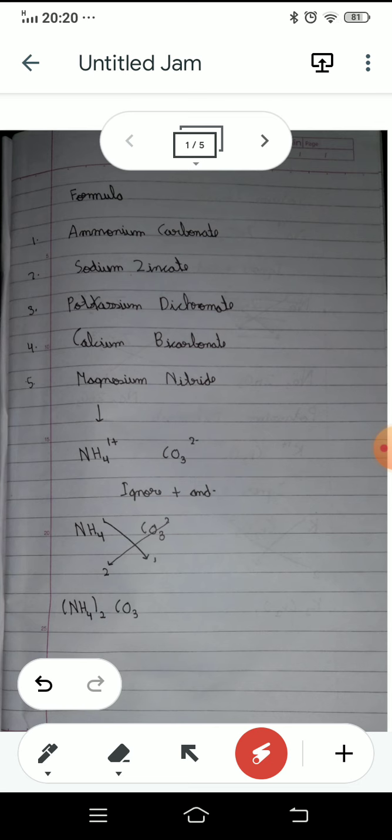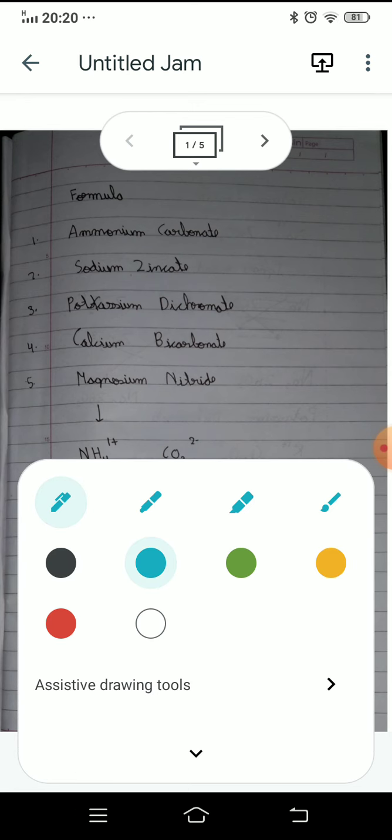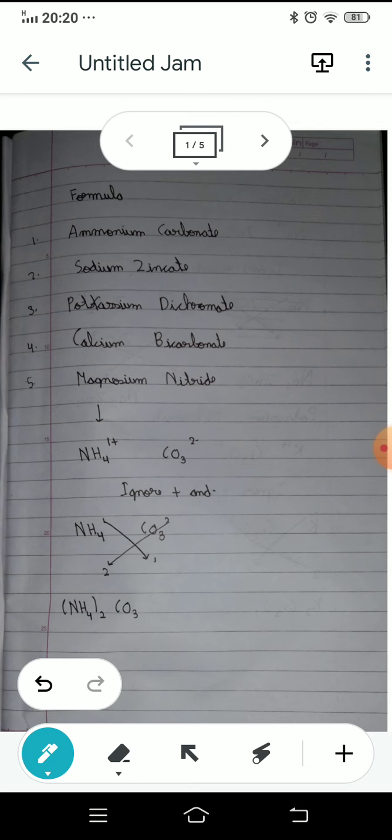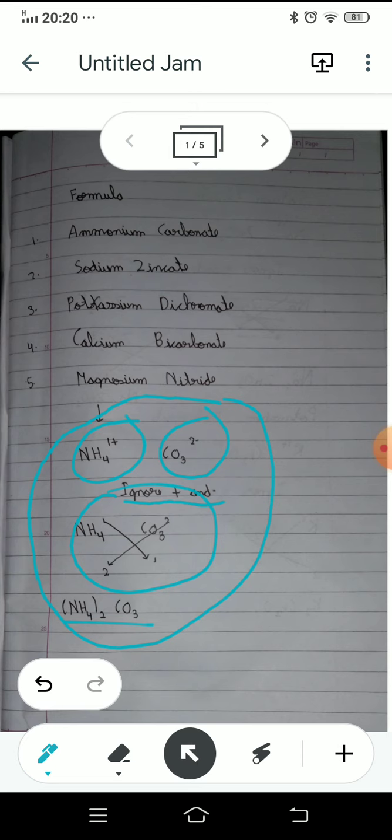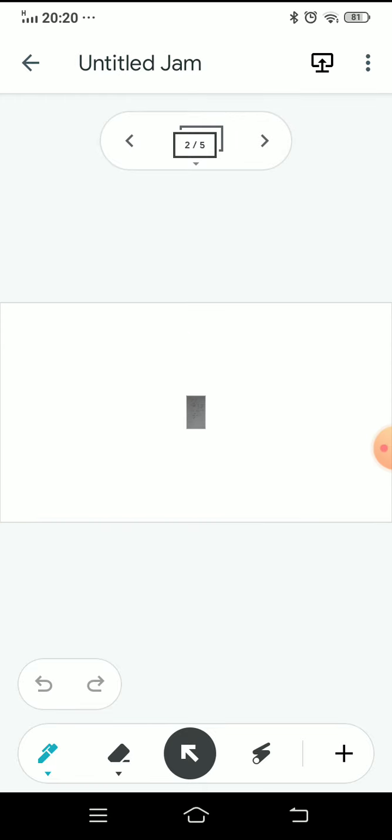Now let me highlight all these so that you can remember this whole structure from here to here. What is the important thing? First of all, write the valency, ignore plus and minus signs, and interchange the valency. If the symbol has a subscript, then write it in brackets with the valency outside, and then you can create the formula. Now let me go to the next frame. This is the next frame.